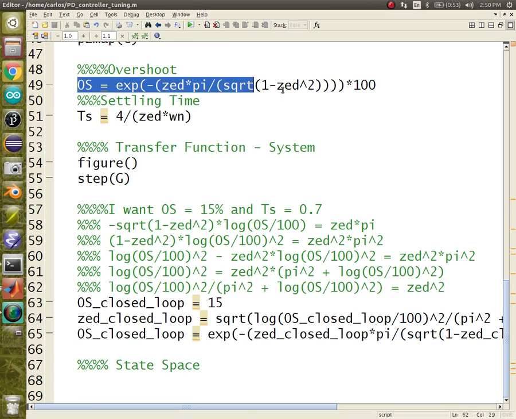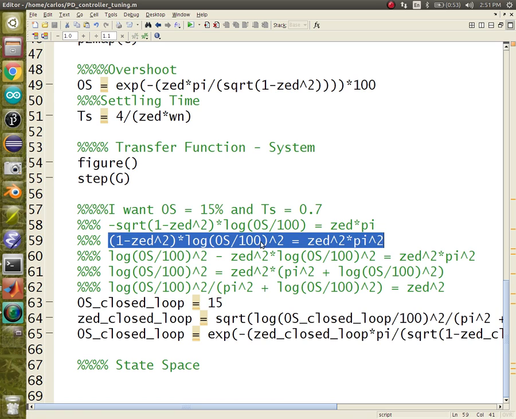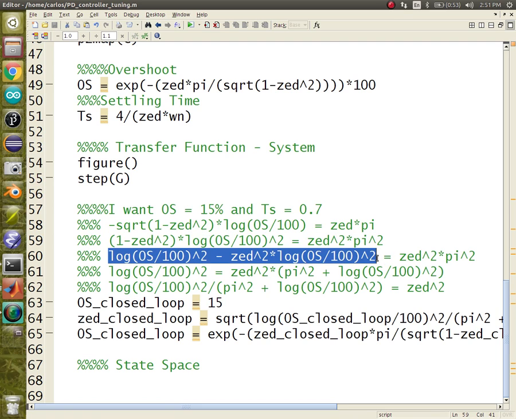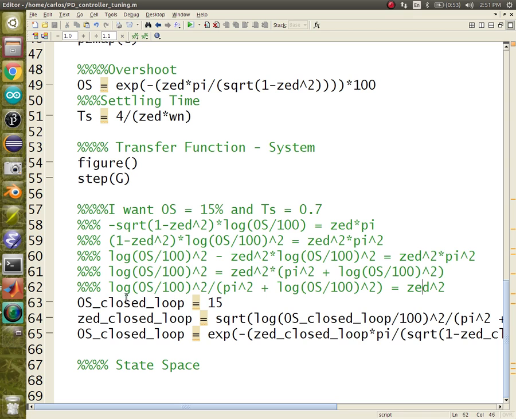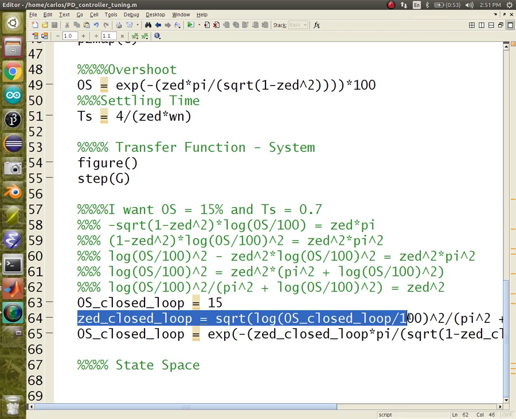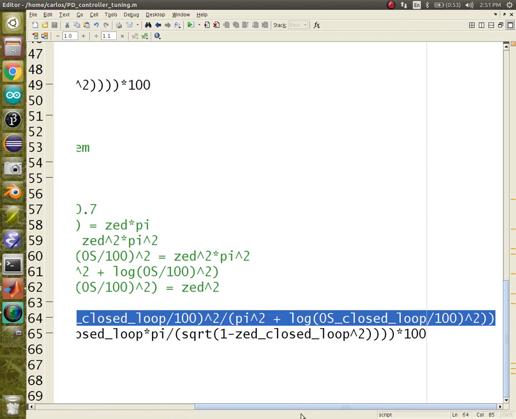I copied this piece of code here, which is how to compute overshoot, and I divided by 100, and then I natural logged both sides and multiplied by the square root of 1 minus z squared. So I get this equation here. Then I squared both sides, factored out the terms on the left, brought the z squareds to one side, divided it out, and then square rooted the whole thing. And so the damping ratio as a function of overshoot is here.